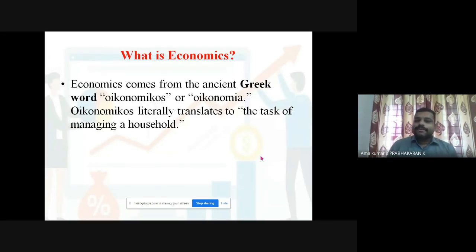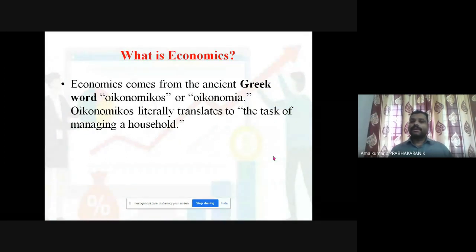The word economics comes from the ancient Greek word oikonomikos or oikonomia. The literal meaning of oikonomia or oikonomikos is the task of managing a household. From that Greek word, the word economics is derived.